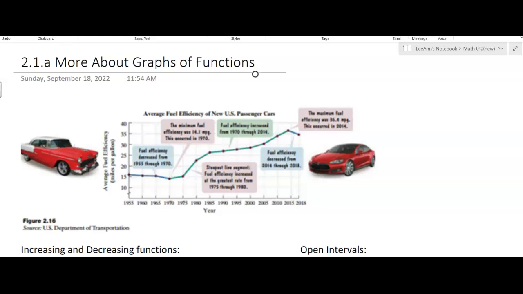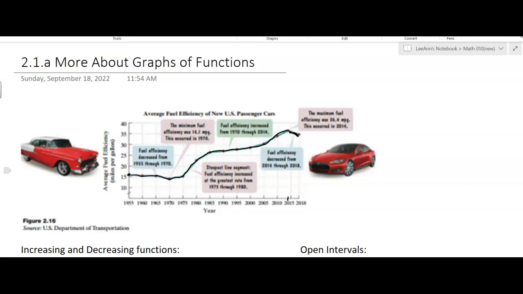Okay, so we have a picture here of a graph, and it's talking about how efficient cars are. In 1955, they were getting around 16 miles per gallon, and that stayed pretty good. It went down a little bit, but then it went up, and then they started getting more efficient, right? It kind of leveled off for a little while, and then it got more efficient up to almost 2015, and then it looks like it went down again a little bit.